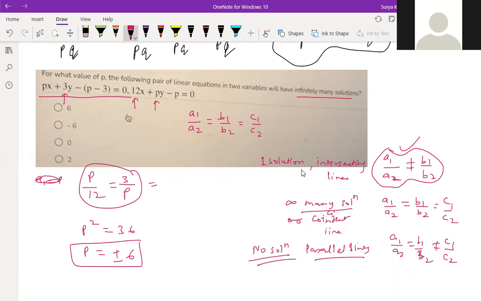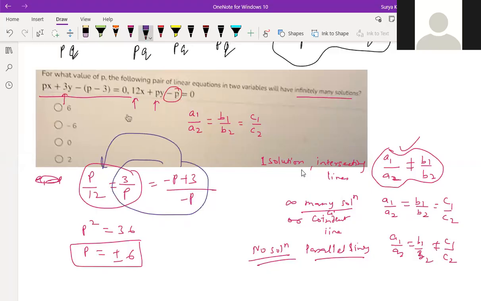So C1 is minus P plus 3 divided by C2. C2 is minus 3 plus 2P. So minus P and minus P is minus P square, minus 3P is equal to minus P square plus 3P. All three are equal to each other, right? So from the first two I got P is equal to plus minus 6. This one also you can check, this two or this two you can check. You'll get the answer 6 or minus 6, you check from your side.